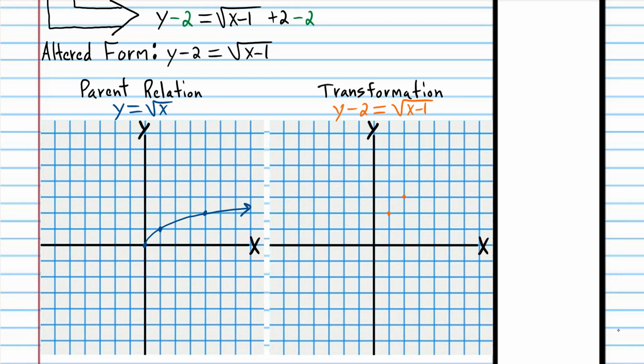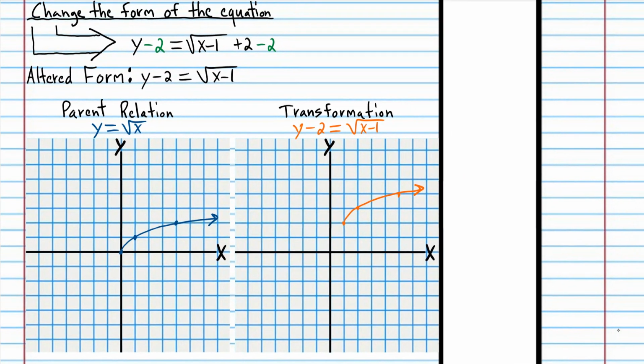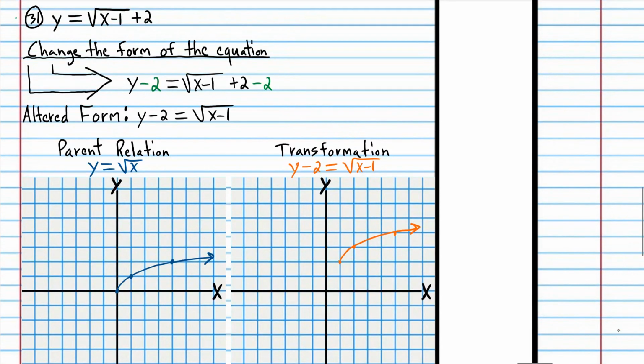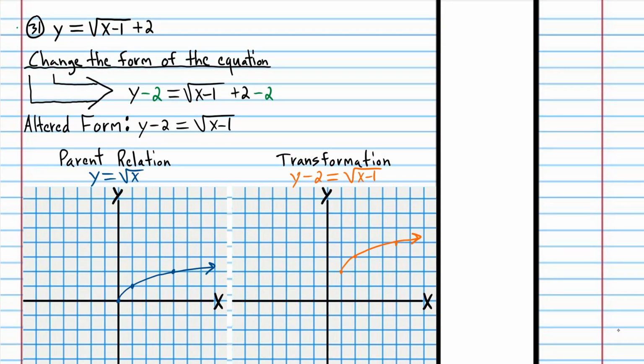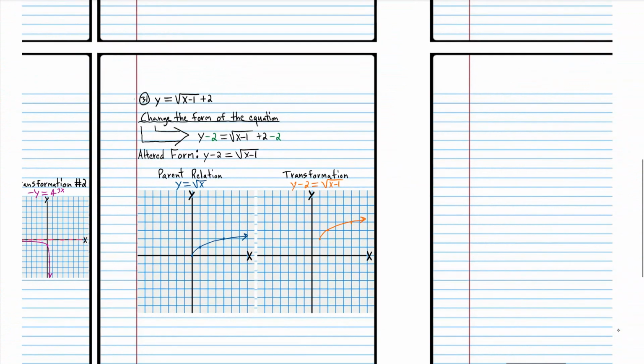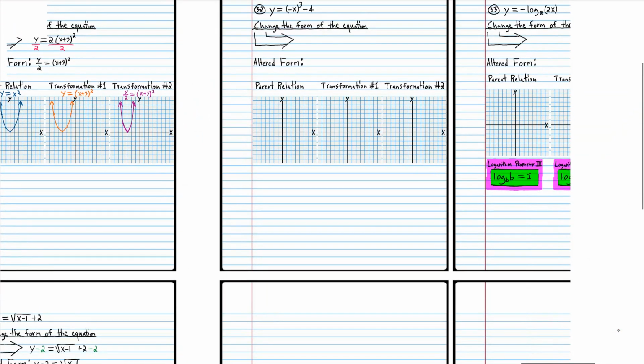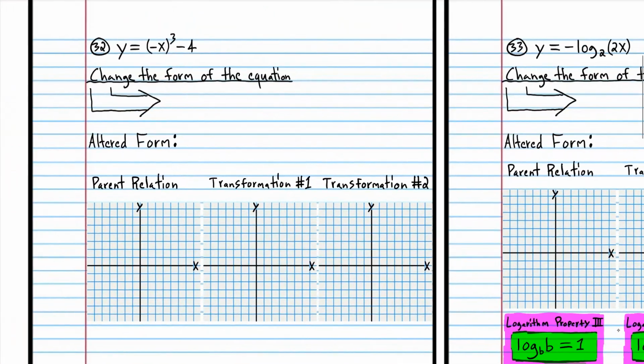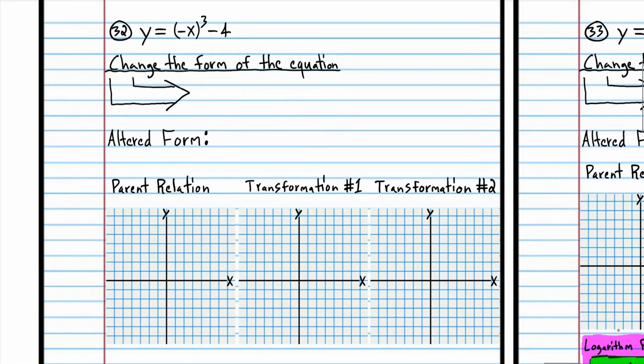So now we have the following graph. So there you go. So if you got that one right, good job. Okay, let's go on to number 31. Or actually, this is going to be 32. Try number 32. And when you come back, we'll do it together.